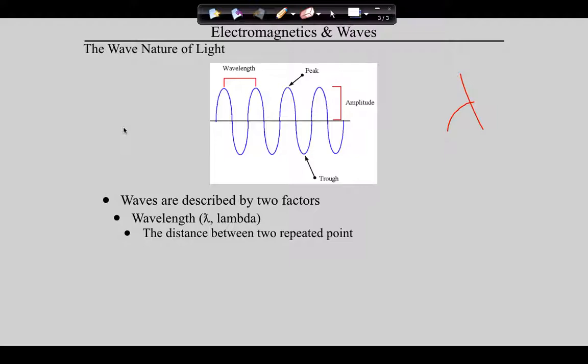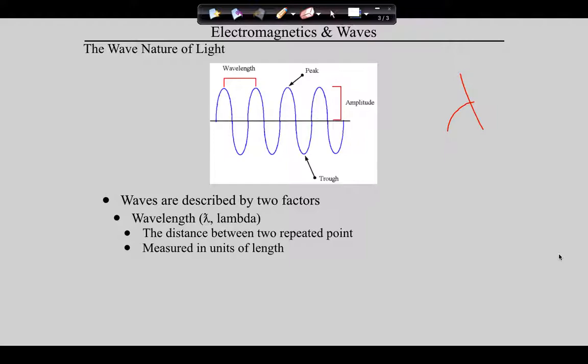And lambda, wavelength, is the distance between two repeated points on a wave. Again, it could be peak to peak, trough to trough, inflection to inflection point. Doesn't matter. It's the distance between two repeated points. Now guys, the question is this: what will the units be for wavelength? What are the units? Meters. Yeah, so they're in units of length. How long is the wave? And so for us, it'll be meters.